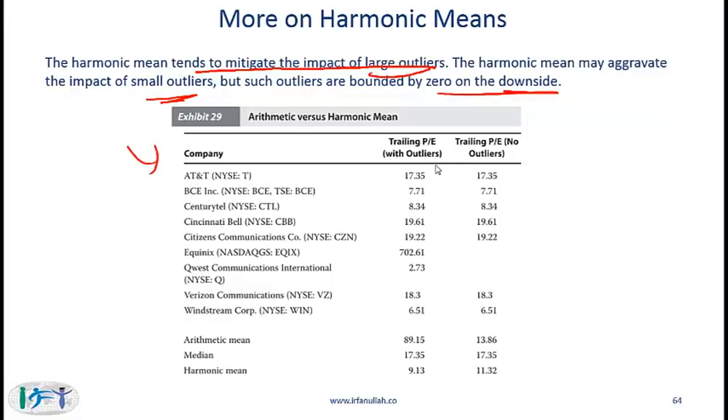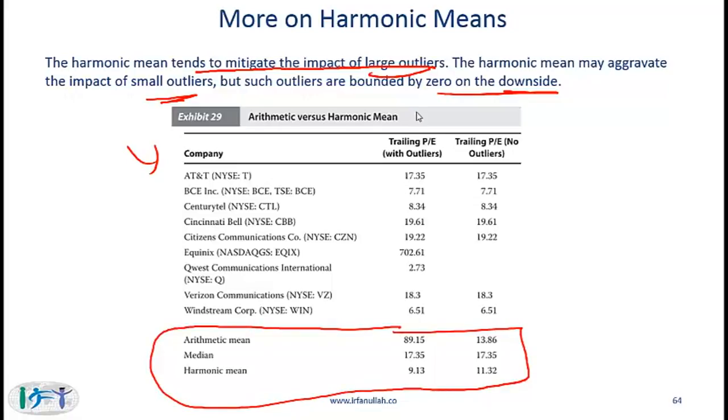And then this exhibit simply shows that when we are looking at the arithmetic mean, in this column you have PEs with outliers, and in the right column you have no outliers. So the arithmetic mean is hugely influenced by outliers. The median is hardly, in fact it's not influenced in this example, and the harmonic mean is influenced but only a little bit.